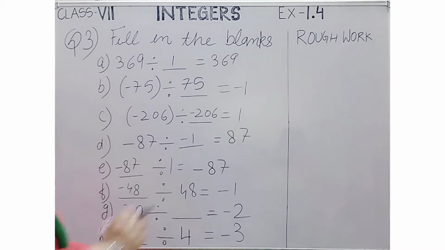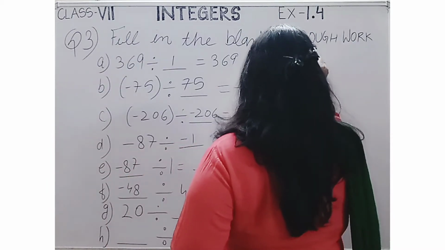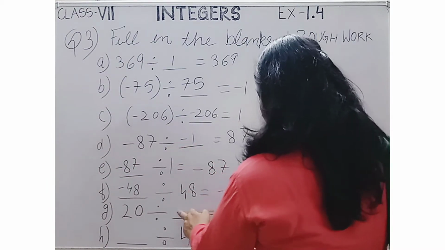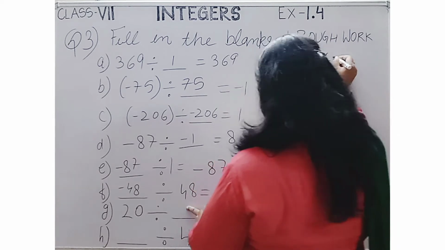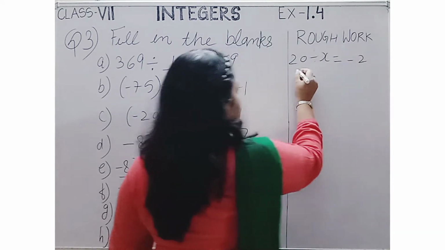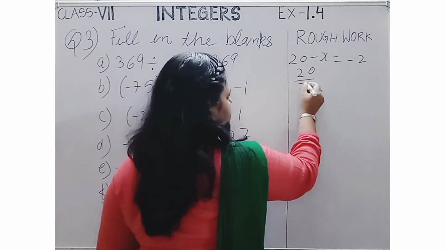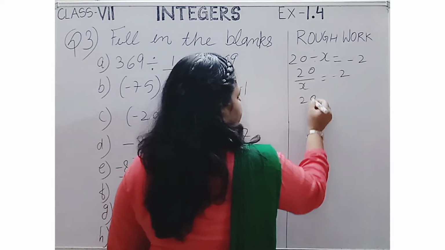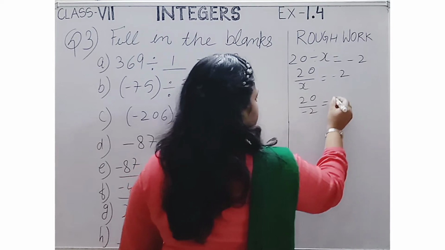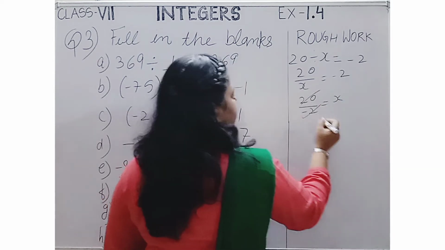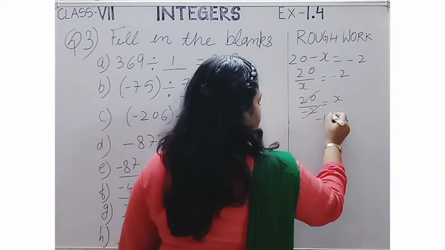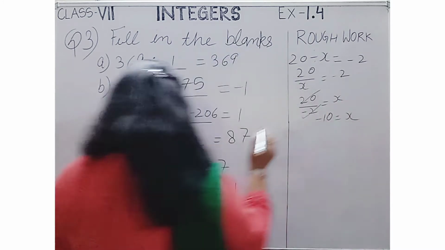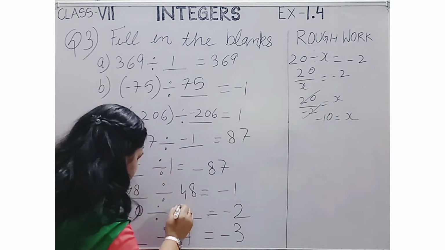G part, 20 divided by x equal to minus 2. 20 upon x equal to minus 2. Transpose, 20 upon minus 2 equal to x. Cancel out, minus 10 equal to x. So we get answer minus 10.